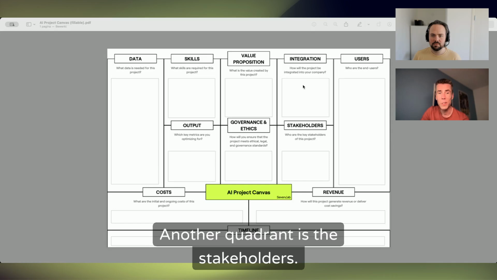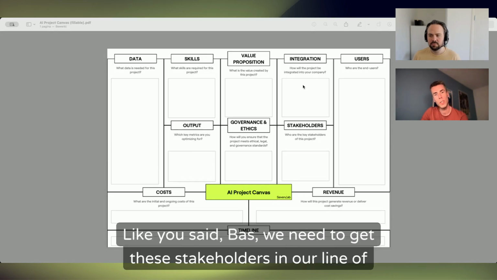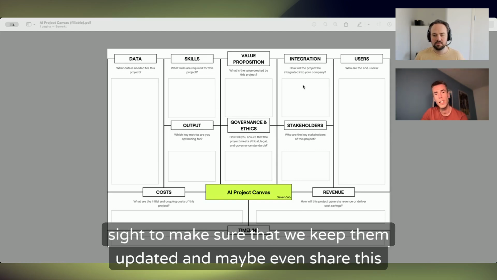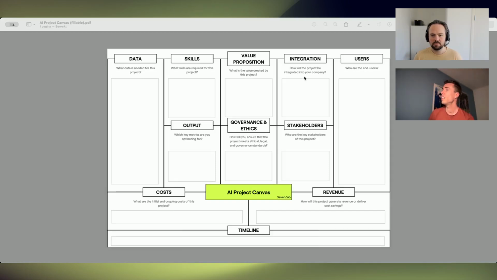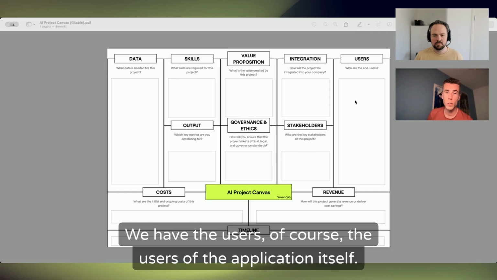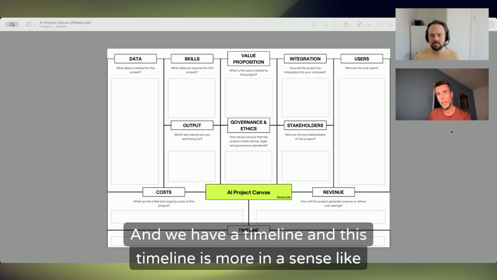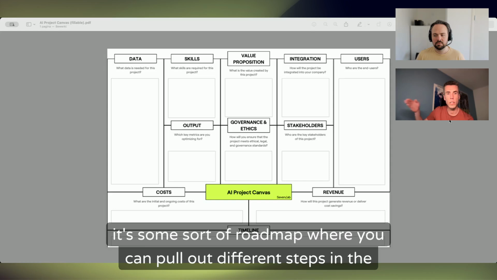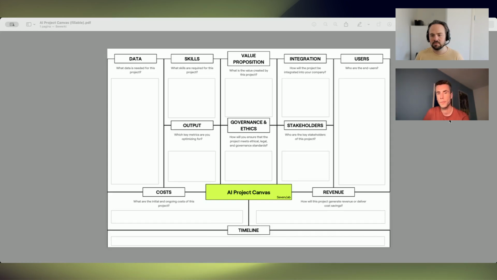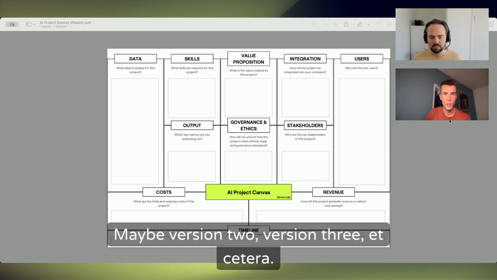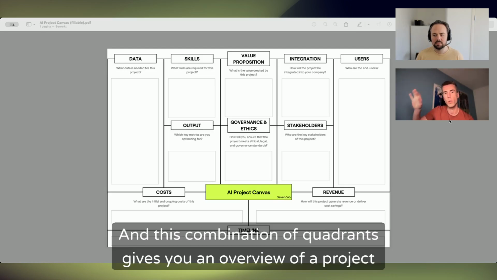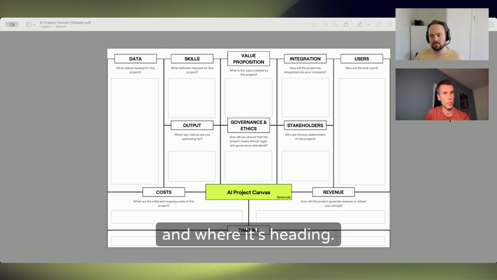Another quadrant is the stakeholders. Like you said, Bas, we need to get these stakeholders in our line of sight to make sure that we keep them updated and maybe even share this canvas with them. We have the users, of course, the users of the application itself. We have the costs and the revenues, and we have a timeline. And this timeline is, in a sense, some sort of roadmap where you can plot out different steps in the project, maybe version 2, version 3, etc. And this combination of quadrants gives you an overview of a project and where it's heading.